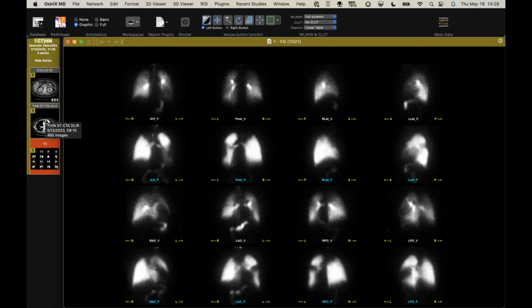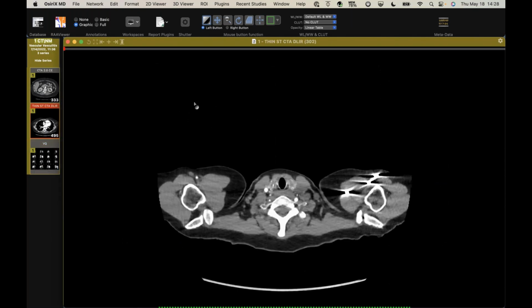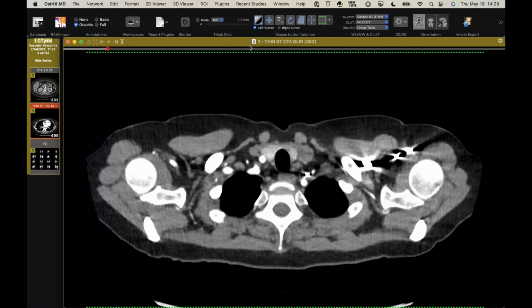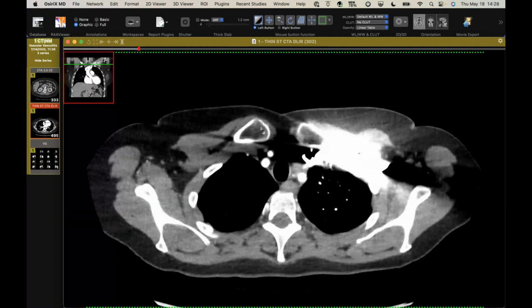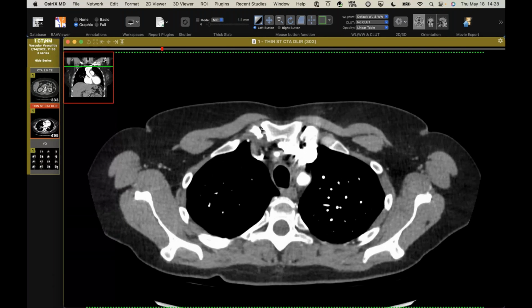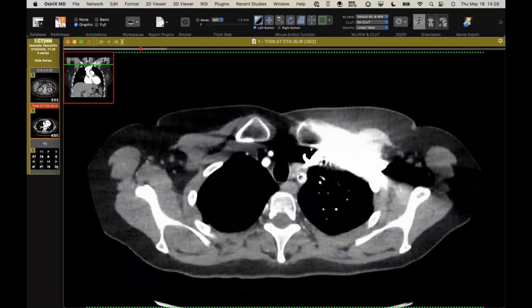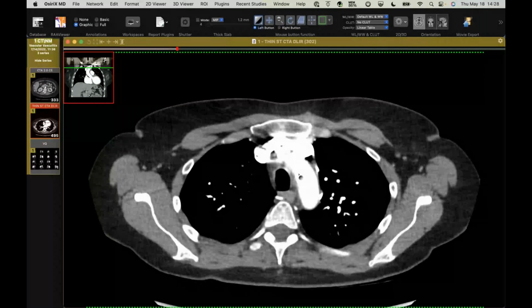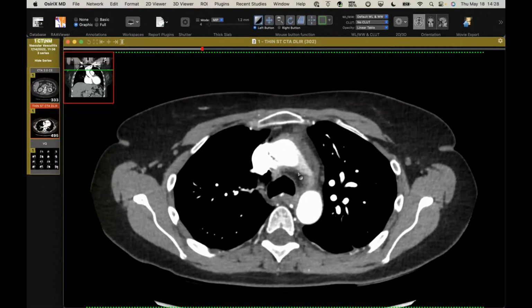So she got some treatment with it, and this is a more recent scan, and there's going to be a lot of improvement. So we can see that there's still some narrowing of the brachiocephalic. The subclavian looks a lot happier. The aorta looks a lot happier. And the pulmonary arteries are narrowed. This is a better scan.